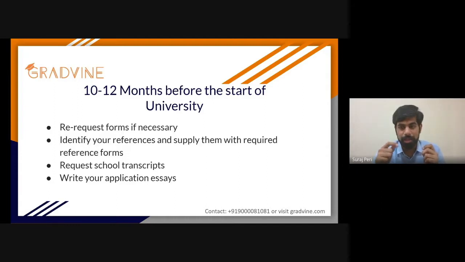Now is the time to also create a personalized checklist for every single university. So, for example, you're applying to the UCal or University of California system. What universities are you going to apply to within that? What schools within those universities are you going to apply to? What are the specific requirements of each one of these? Create personalized checklists for each one of them.